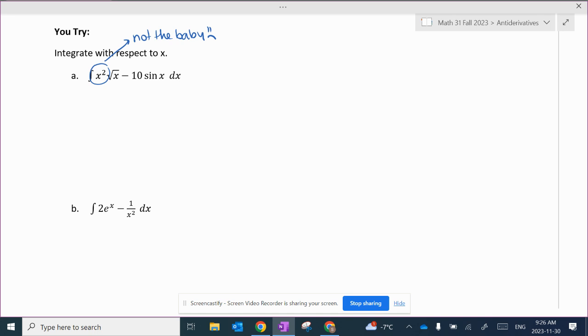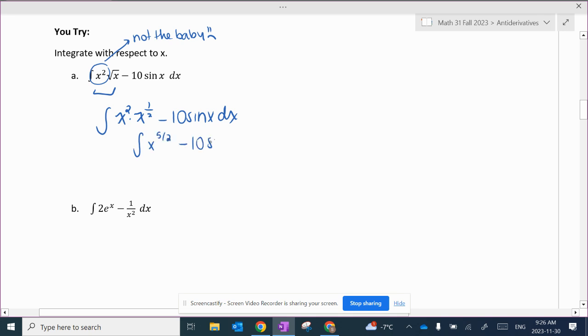A few of you guys are making this mistake. Remember, when we multiply powers, what do we do to the exponents? Add. So it's not going to be just x, right? Were you guys multiplying the exponents? Yeah, that happens a lot. So we add them. So it should be x to the 5/2 minus 10 sine x.